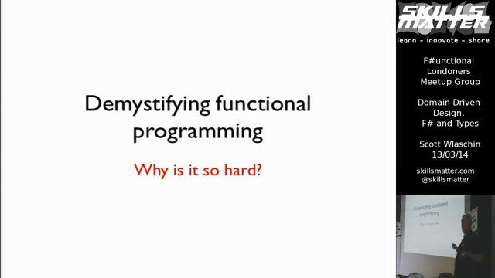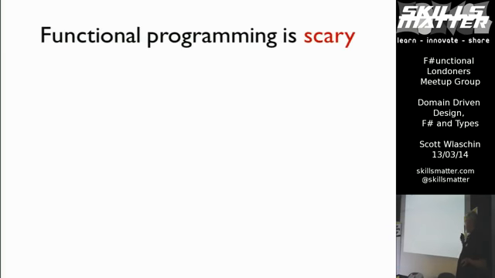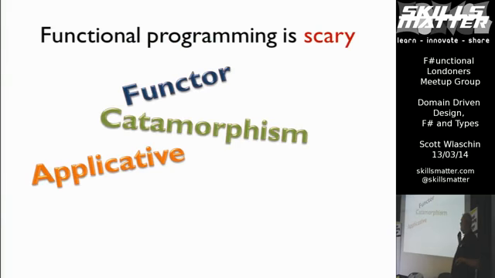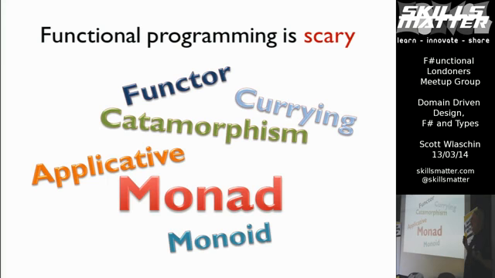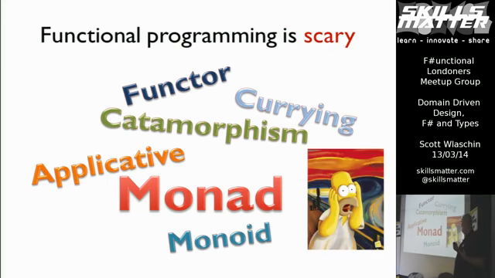This is just a little fun thing I put in here because a lot of people seem to be very scared by it. People think functional programming is scary because of all these buzzwords like functor and catamorphism and applicative and monoid and monad, the most evil word of all. So Paul Homer here has a really hard time with all these words, and he thinks his head's going to explode. And I think that it's really not that these words are scary, they're just unfamiliar, right?